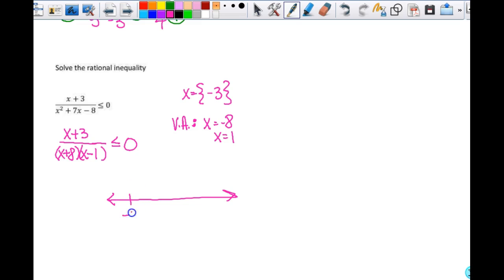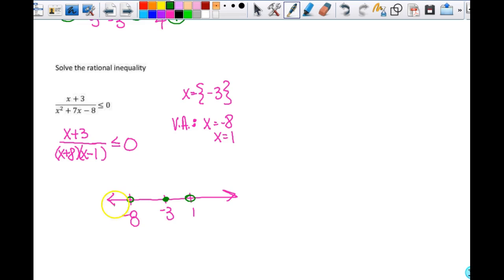So I have -8 over here. And then there's a -3. And then 1. Then I got to look at my circles here, whether they're open or closed. And this -8 is an asymptote. Asymptotes are always open circles. The -3 is an x, and this is less than or equal to, so this is a closed circle. This is an asymptote, so it's an open circle. So remember, you can have both things going on here.